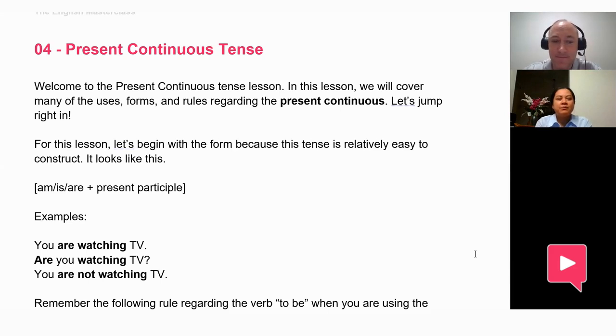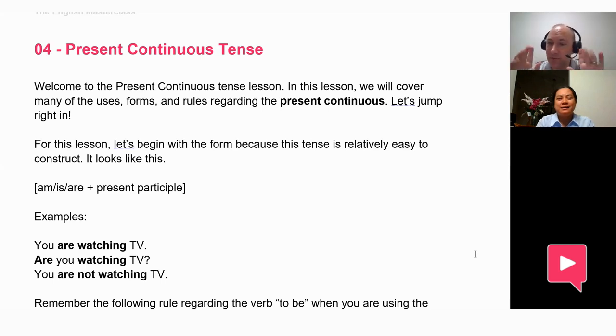Present continuous tense is "to be" plus ing. Correct, that's the structure. Good. And you talk about present and continuous, like right now and going on. You know what I mean? Yeah, that's pretty much it.